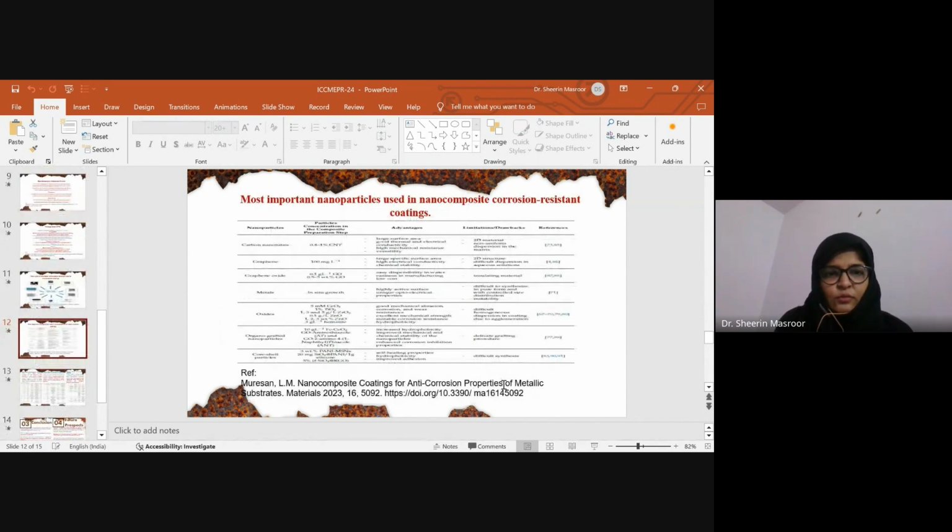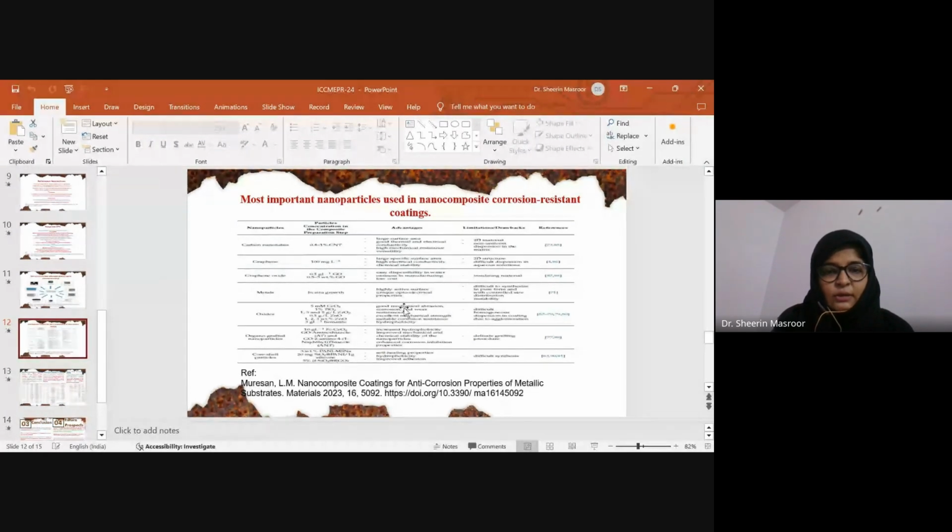These are some important nanoparticles used in composite corrosion resistant coatings, which have been reported in some references, where we can easily see that carbon nanoparticles, graphene oxide, some metal oxides, organografted nanoparticles, and core shell particles have been used as nanoparticles. These are the different concentrations at which these nanoparticles have been incorporated.